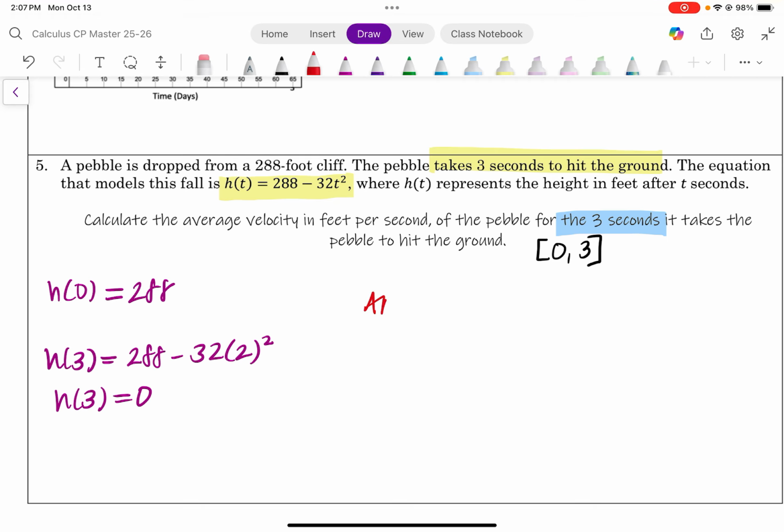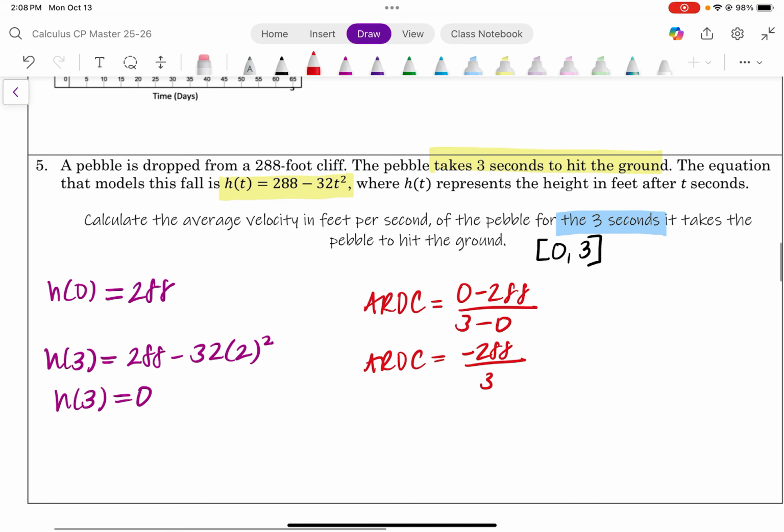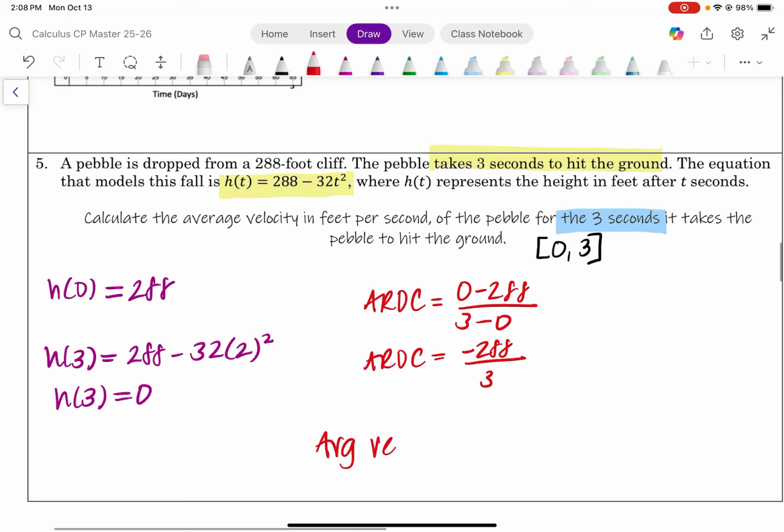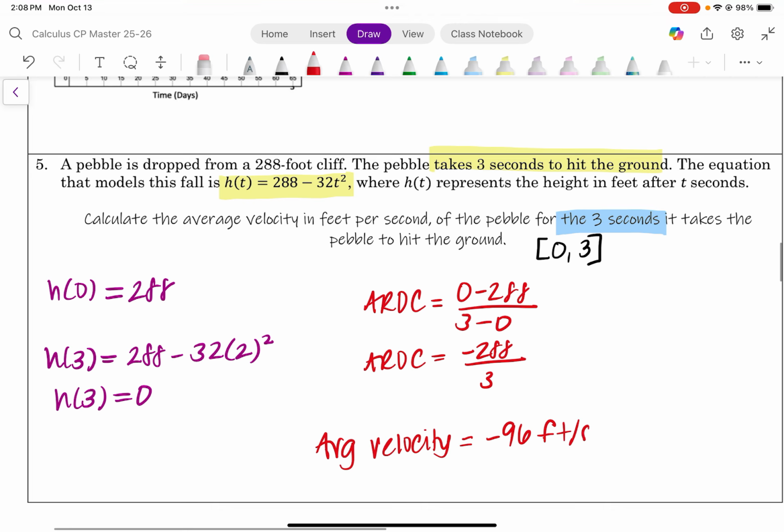After you get there, finding the actual AROC is the easy part. Remember, it's just slope. You can say f of b minus f of a over b minus a, or you could just say y2 minus y1 over x2 minus x1. So for us, 0 minus 288 over 3 minus 0. Therefore, the average rate of change is negative 288 over 3. So then our average velocity for this question would equal negative 96, and then using the words in the context of the problem, this would be feet per second. And that's going to be the answer to this problem.